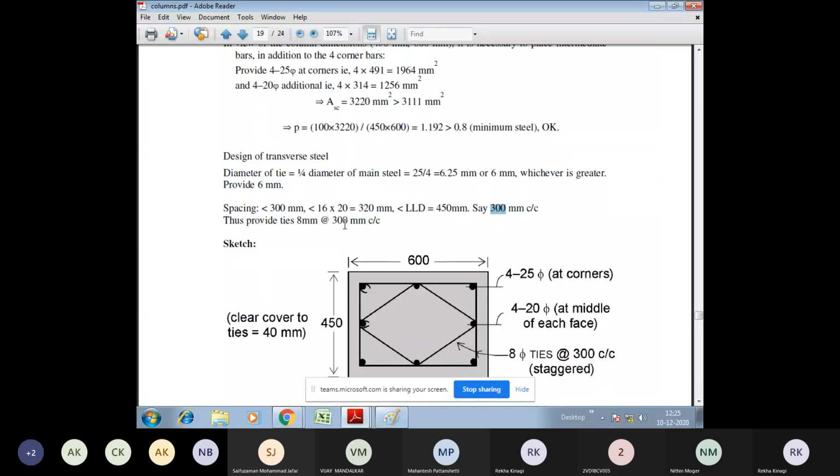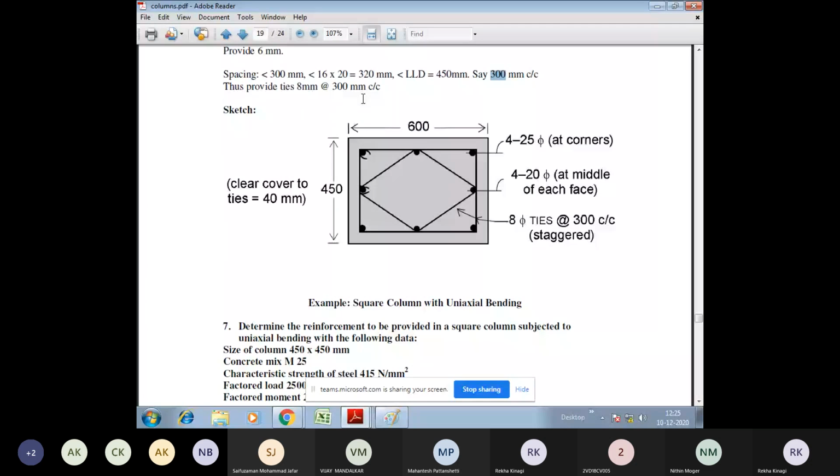Now, next thing is we need to proceed with the detailing of the column. Detailing of the column. This is the cross-sectional detail of the column. The column is of dimension 600 mm by 450 mm.